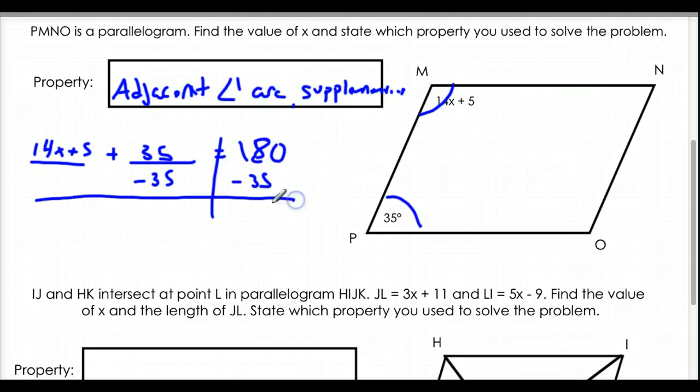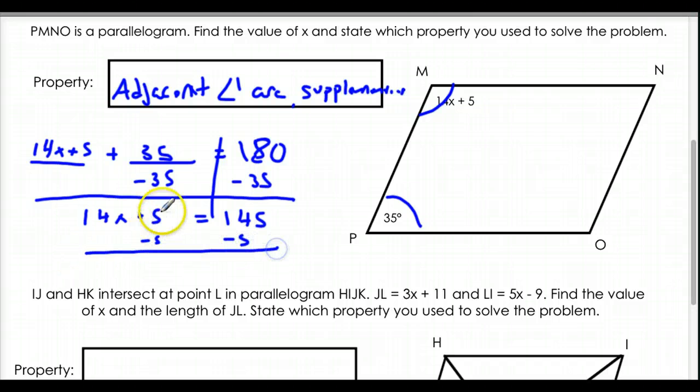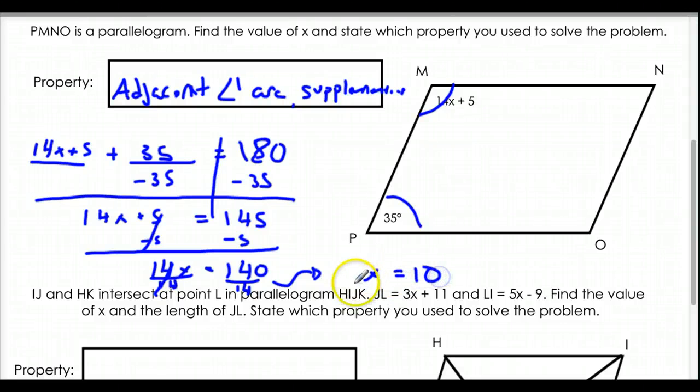We get 14x plus 5 is equal to 145. Subtract 5 from both sides. We get 14x is equal to 140. And then we just divide both sides by 14. And if you follow me over here, that cancels. 140 divided by 14 is just 10. And so that is how we solve that one.